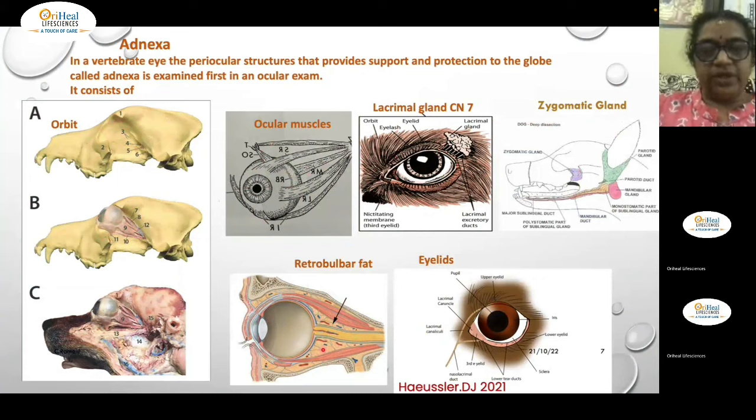And what happens sometimes when there is trauma, as we said, there can be proptosis of the eyeball. Apart from the proptosis, very rarely, we find in animals herniation of the retrobulbar fat. So if you find some swelling subsequent to trauma below the eyelid, on the conjunctiva, especially on the palpebral conjunctiva, that could be related to herniation of the fat. Then you have the eyelids, which mainly protect the eye from outside.